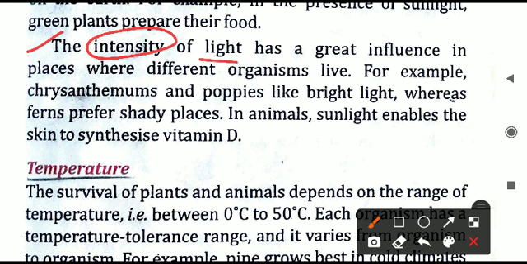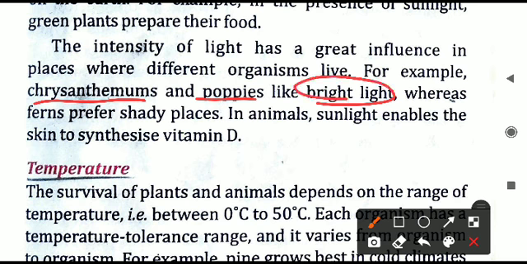For example, they have given an example of chrysanthemums and poppies. These are kinds of plants. They like bright light. They are generally present in the brighter areas where more sunlight is available. Whereas other kinds of plants like ferns prefer shady places. So it depends on the type of plants and trees. They can generally prefer different intensities of light.